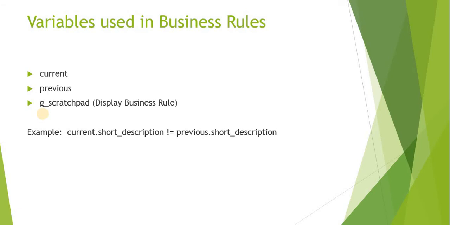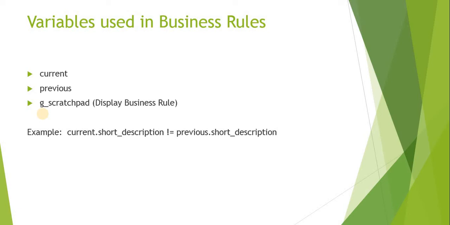Next is what are the variables used in business rules. There are some specific variables. The first one is current, and current is used to get the current values on the form. For example, the short description or the priority or the category, you can get any of those values under this variable by saying current.short_description, current.category, using the backend name of the column.